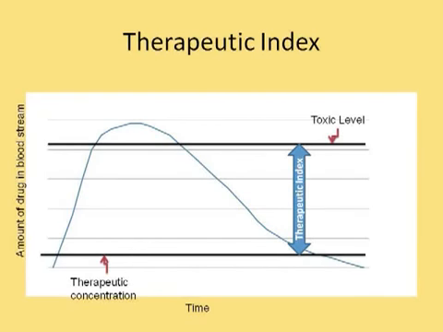So when we look at this graph, we can see that the dose is too high because it builds up in the blood. The concentration rises to a level that's above the toxic level. So we're going to see damage to the patient from this particular dose of drug. The patient needs a lower dose.